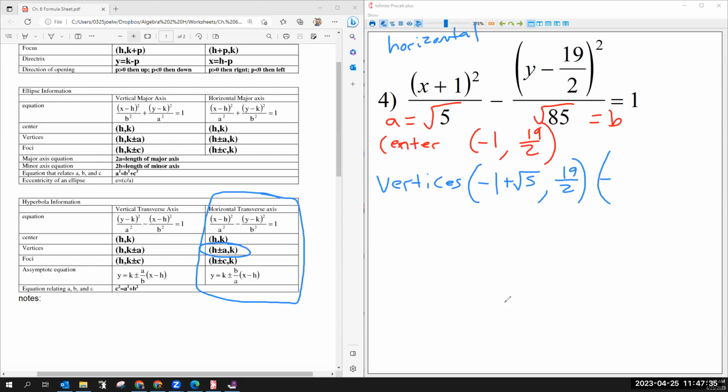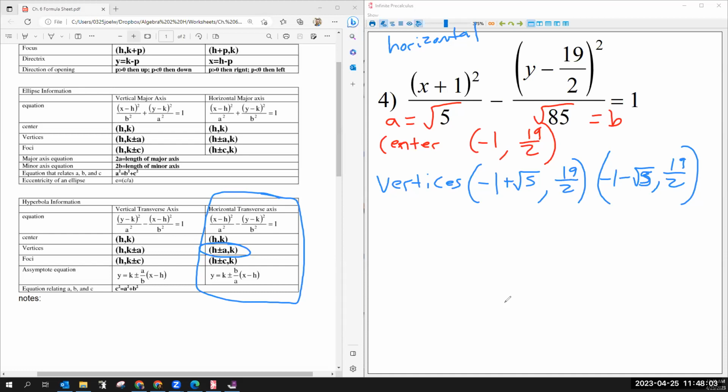And then we're going to have -1 minus square root of 5, comma, 19/2. Or if you prefer, -1 plus or minus square root of 5, comma, 19/2. Okay. Not the prettiest looking thing, but again, when they give it to me like that, that means there's nothing else I can do with my answer. It actually makes it easier because I'm just plugging them in, and that's it.